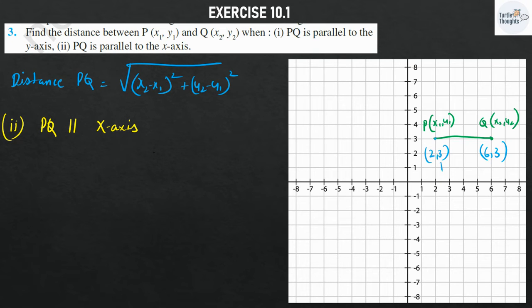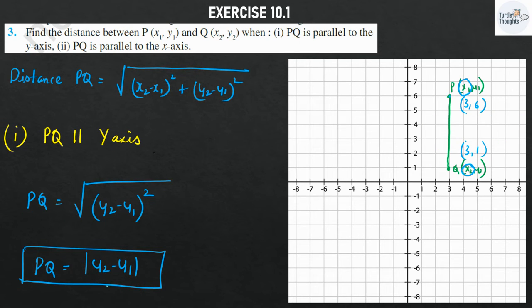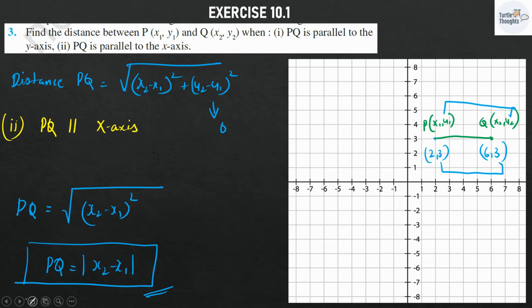I can observe that the values of y1 and y2 are the same. If y1 and y2 are the same, then y2 minus y1 is going to be equal to 0. So the distance PQ when it is parallel to the x-axis is given by the root of (x2 minus x1) whole square. Now I can write PQ as the modulus of x2 minus x1. So this is the distance PQ when it is parallel to the x-axis, and this is the distance PQ when it is parallel to the y-axis. Let us move to the next question.